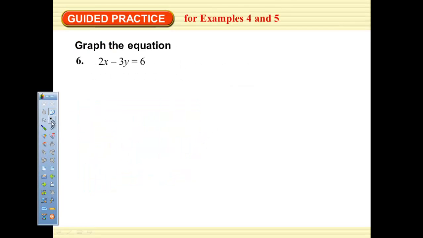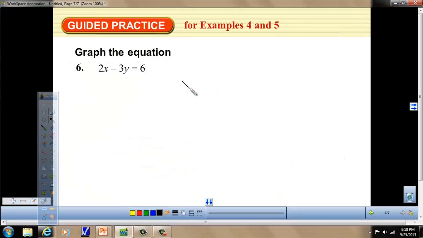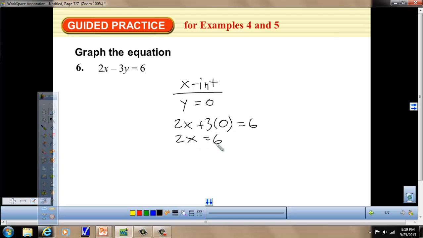So let's do this again. I'm not going to do the actual graph, but I'll do the work for it. So we're going to start off with our x-intercept, and remember with the x-intercept, we know y is equal to 0. If y is equal to 0, we get 2x plus 3 times 0 equals 6, or 2x equals 6. If we divide both sides by 2, x is equal to 3, and so our first point is at (3, 0).